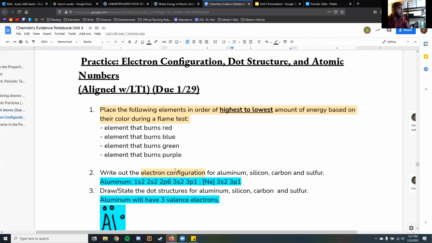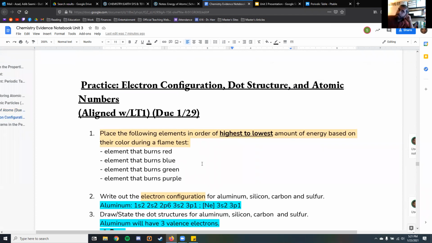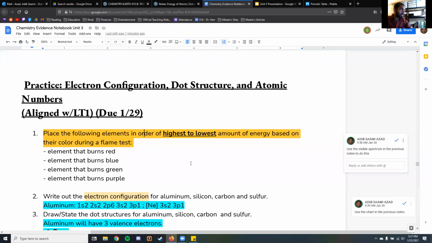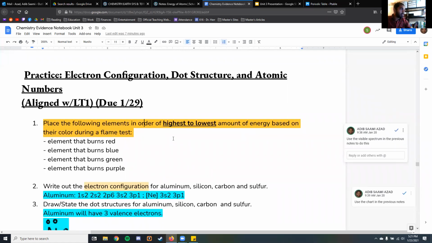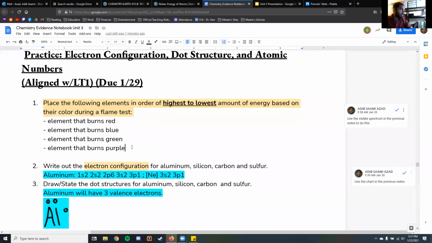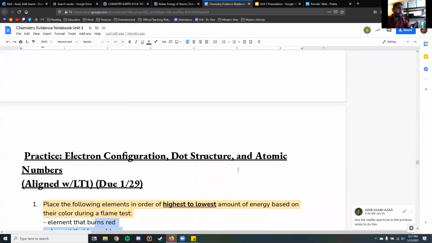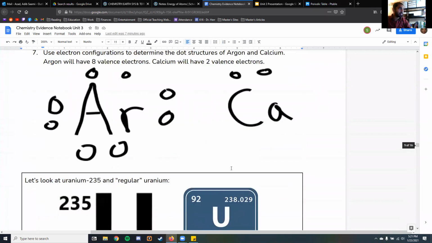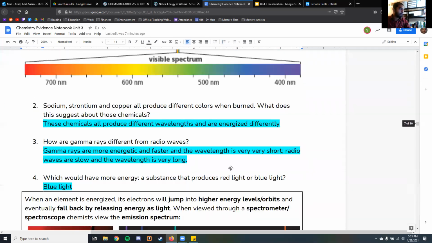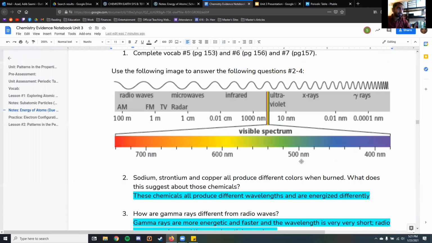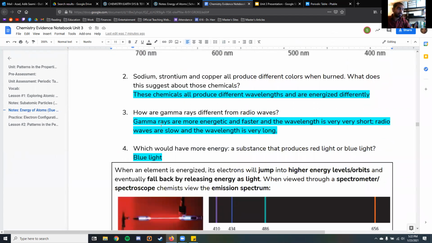And that brings us to practice. Now, for the practice that you have to do, which is due by Friday, January 29th, you have to put the elements in the following order from highest to lowest. You're given the colors that these elements burn, and in order to do this question, you just have to look at the visible spectrum. This one right here, right? Which is high energy, which is low energy.